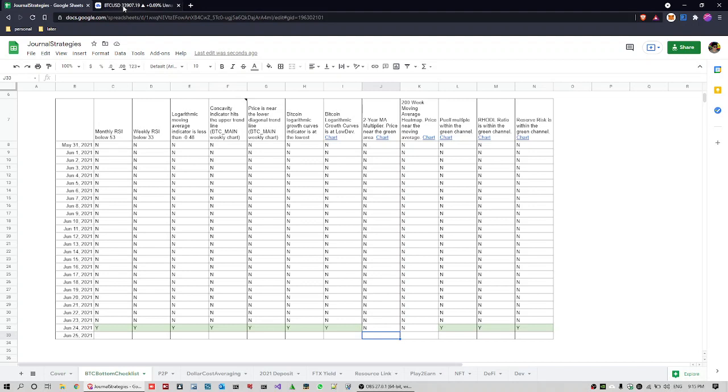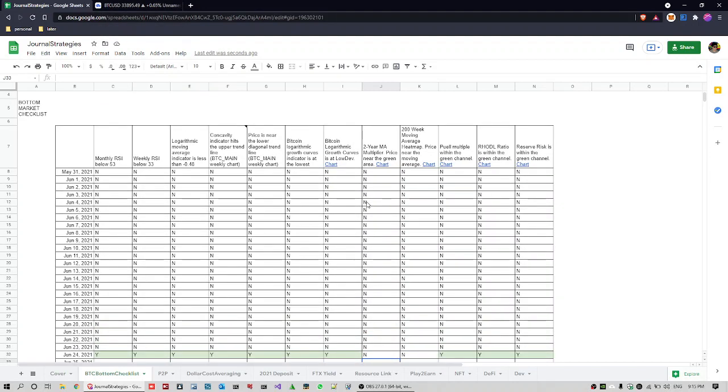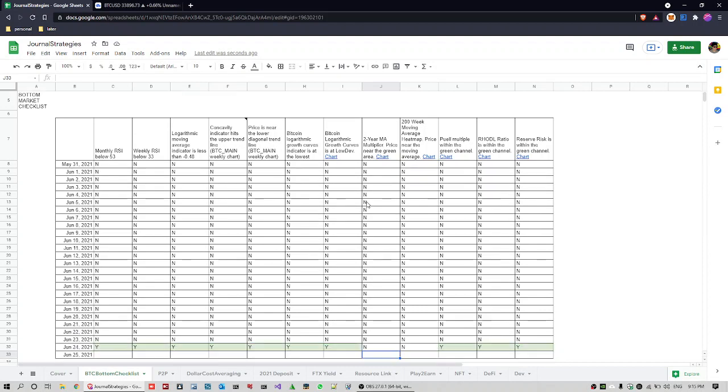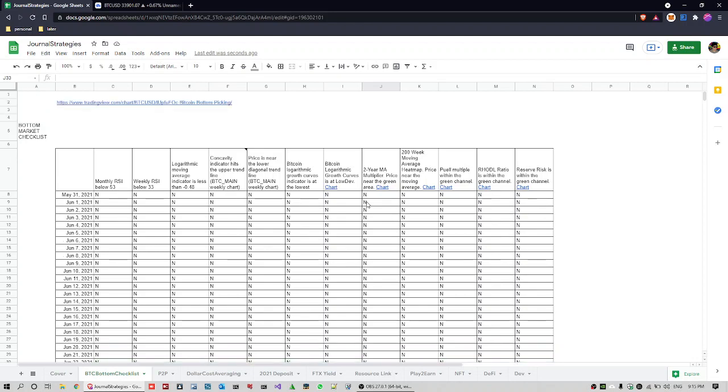Okay, so that's how I use this strategy to check for the bottom price of Bitcoin, and hopefully you find this helpful, and you can use this in your trading decisions.